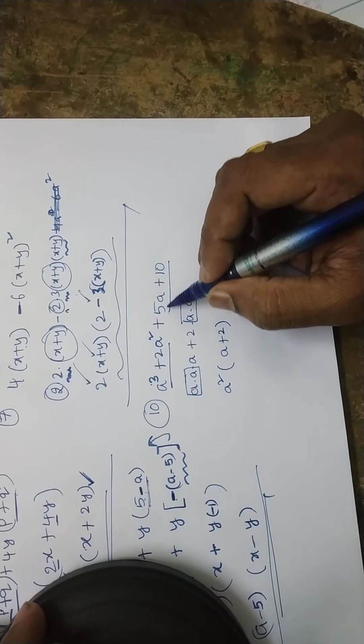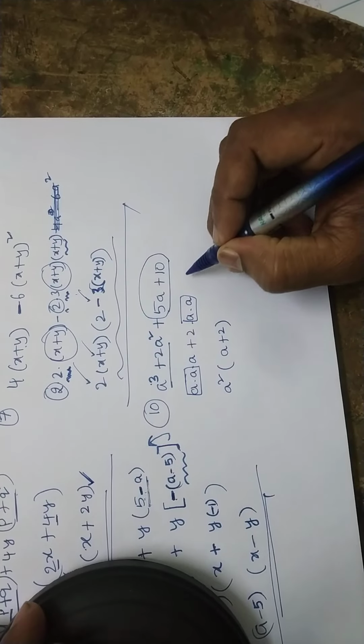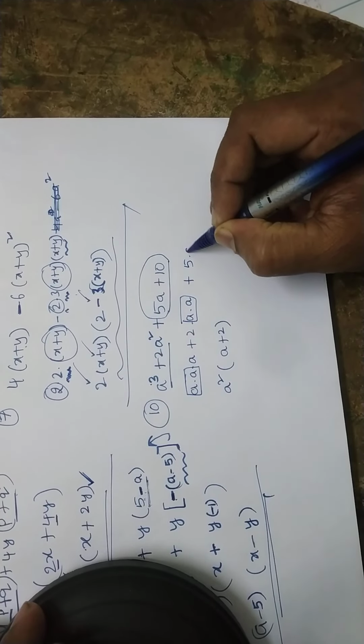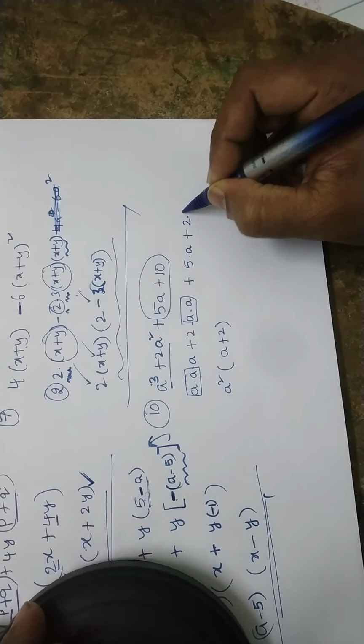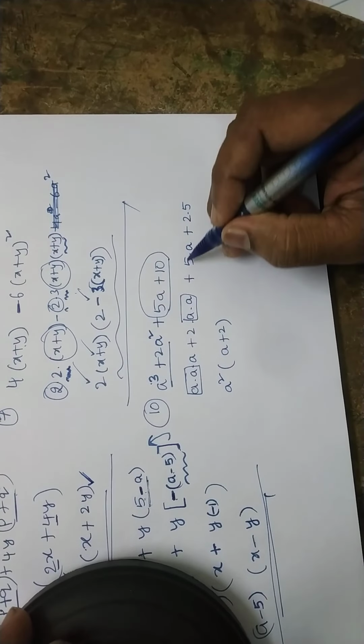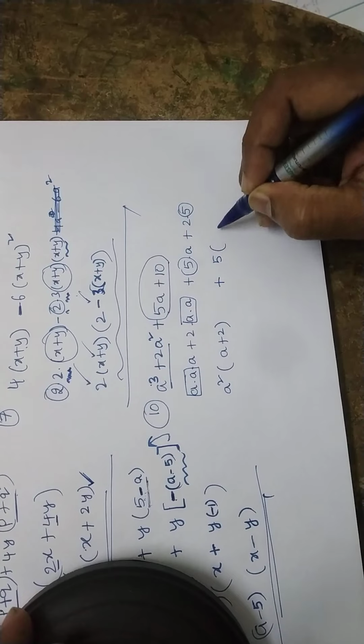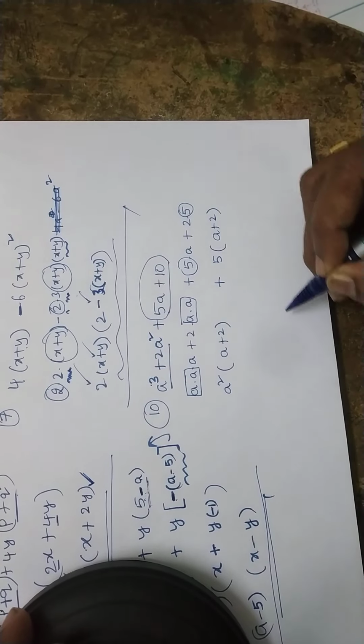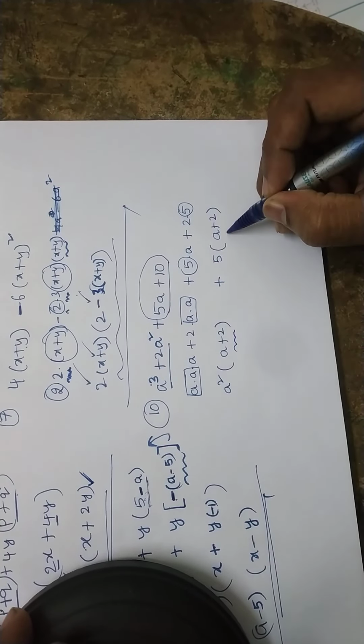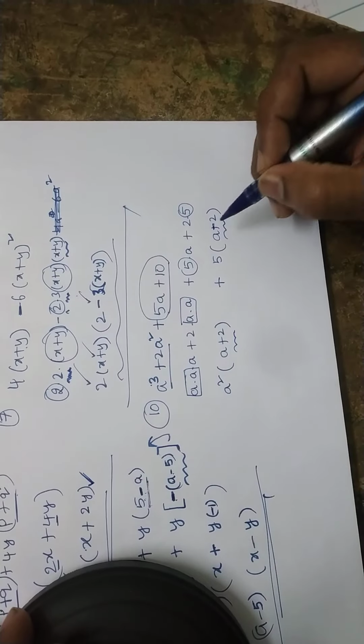Now we'll talk about the second group, that is 5a plus 5 into a plus 2 into 5. So what is common? 5 is common, take 5 as common. As you take 5 as common, a plus 2. Okay, I got a plus 2, happy.